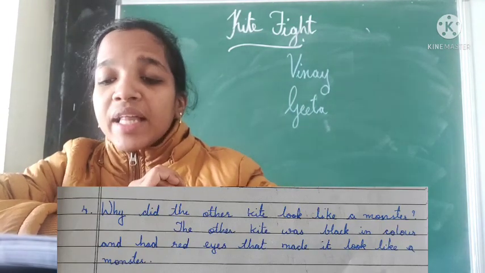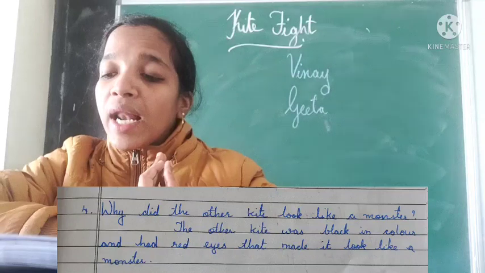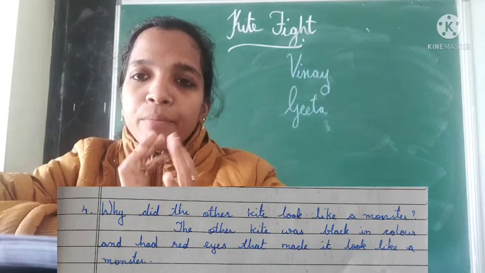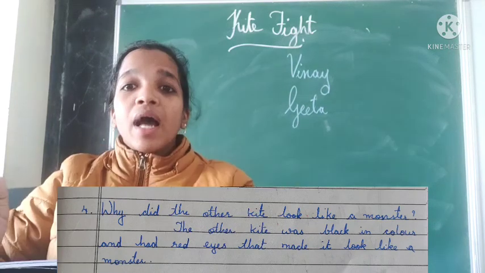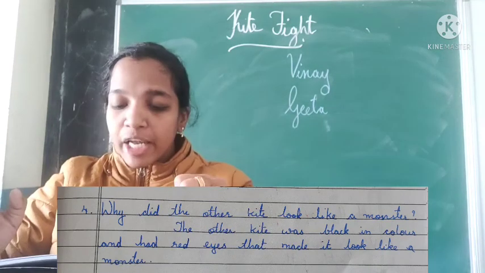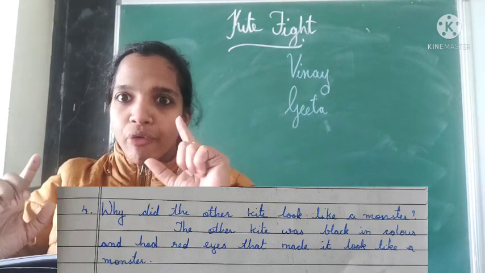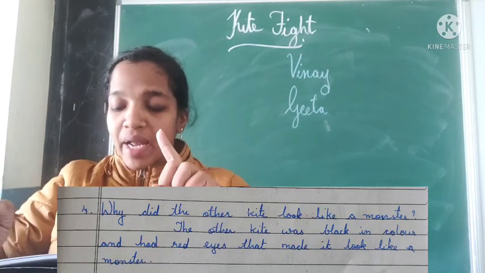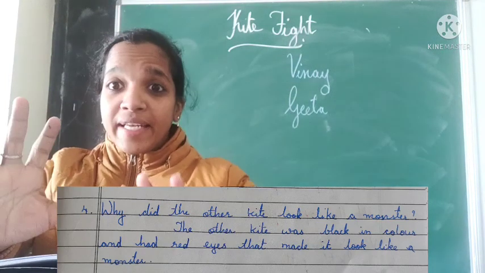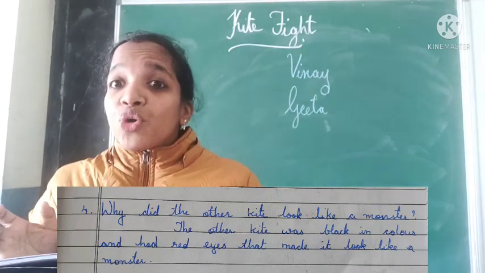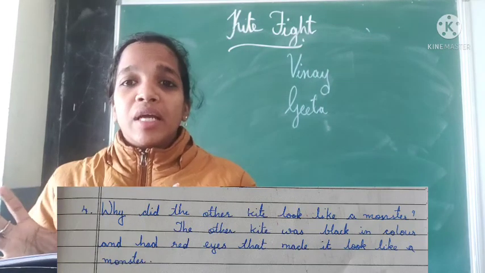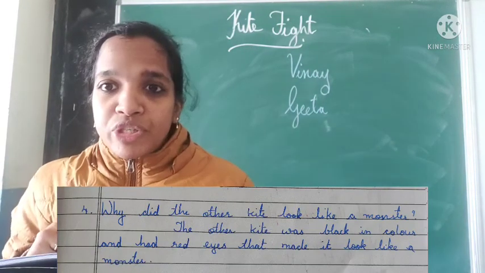Look at the fourth question. Why did the other kite look like a monster? What is the answer? The other kite was black in color and had red eyes that made it look like a monster. What was the color of the kite? Yes, black. What was the color of the eyes? Yes, red. So it looks like a monster.